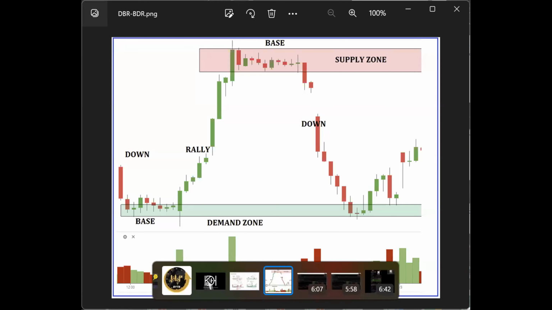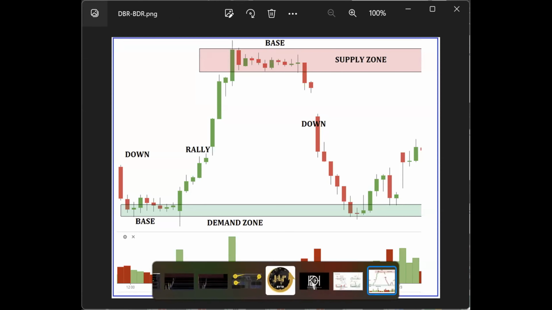Pretty good one to see. Oh, nice. All right, so you got your drop here. Base, it's in a demand zone, and then you got your rally up. All right, then it comes up to a supply zone. You got your base, and then it drops down. And it repeats the cycle again over here, hits this demand zone again. Got a drop, base, and then a rally. All right, so this is a good sign here.